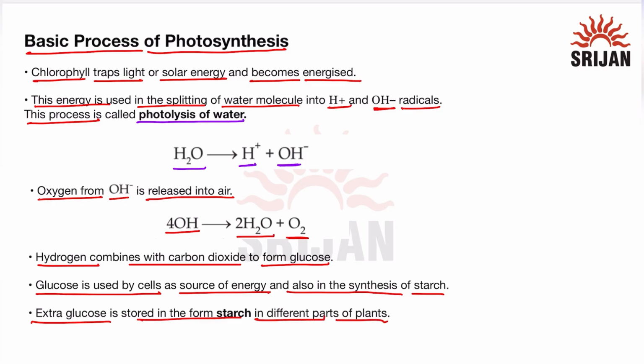After photosynthesis, glucose is formed. So glucose is used by cells as source of energy, but the extra glucose that is left is stored in the form of starch so that it can be used later by different parts of the plant.